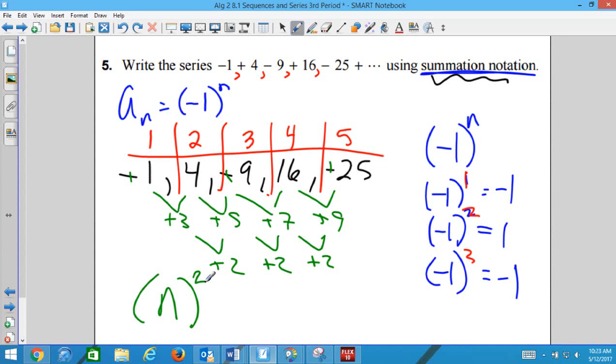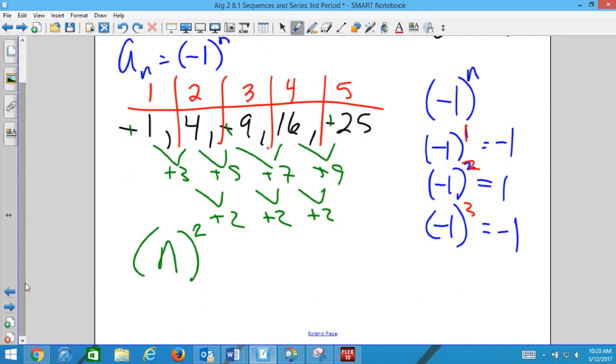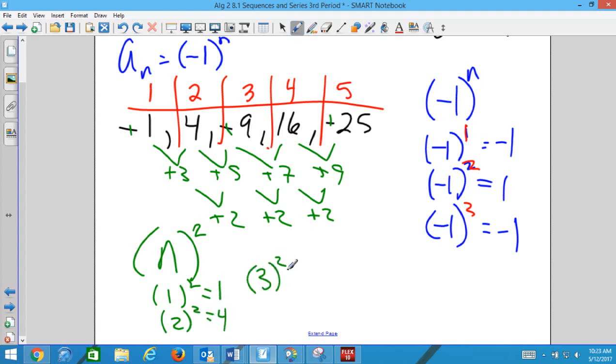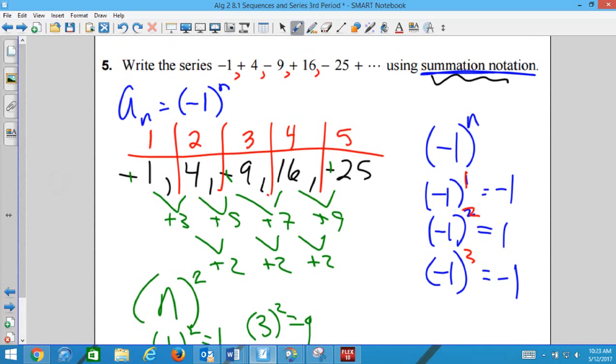If I put in 1, no, we're ignoring that because I already got the negative part. If I put in 1, do I get 1? If I put in 2, do I get 4? If I put in 3, do I get 9? Does that work every single time? Yes. Okay, so I have the other part of it. The other part of it is n squared. So you kind of have to look at the negatives separate from the number itself.